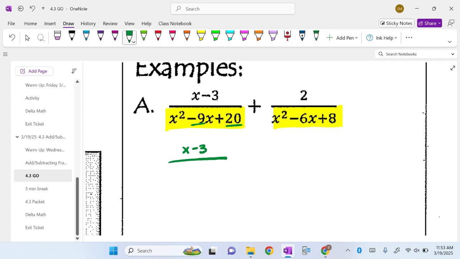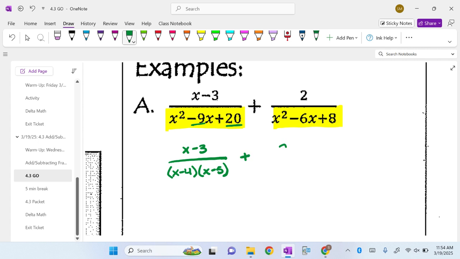5 and 4, what else? 10 and 2, what else? 1 and 20. Which one of those could potentially add to give us negative 9? Negative 4 and negative 5. Good. So we will literally write our factors as x minus 4 times x minus 5. That's all we got to do.